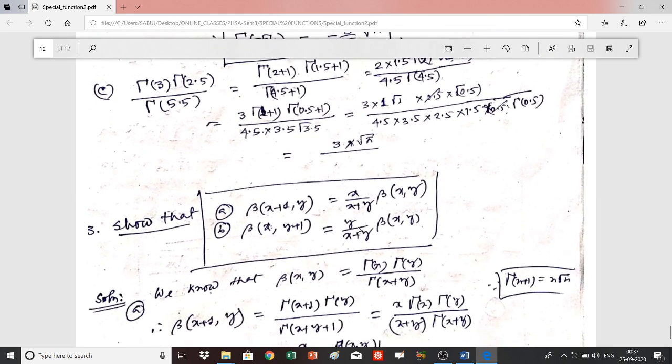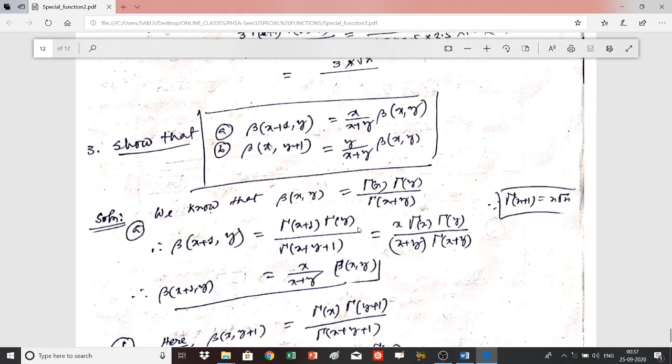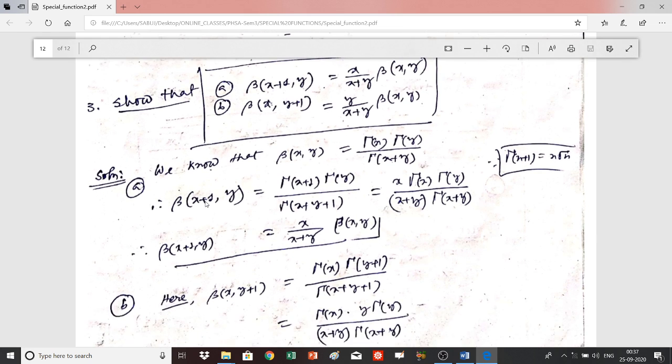And here is another one. Here are another two problems. You have to prove or show that beta of x plus 1, y is equal to x by x plus y times beta x y, and beta x, y plus 1 is equal to y by x plus y times beta x y. To prove these relations, you have to recall the relation between gamma and beta function that is given here: beta x y is equal to gamma x gamma y by gamma x plus y.